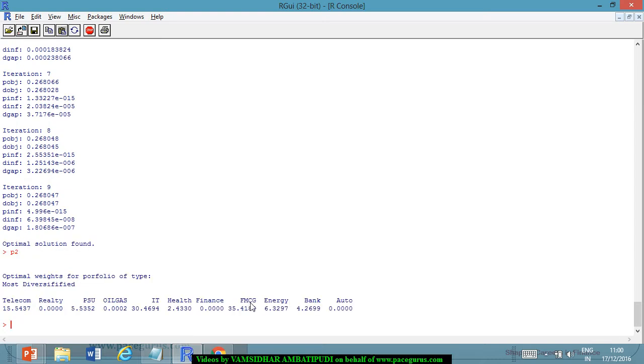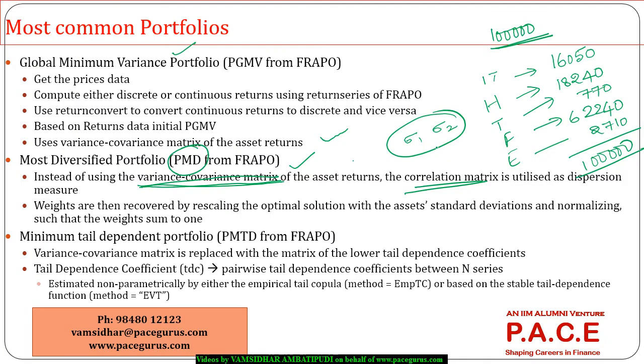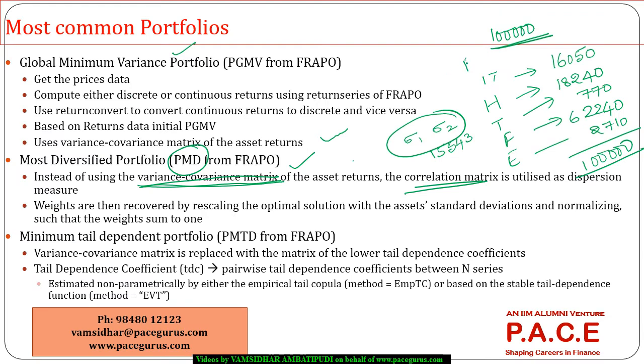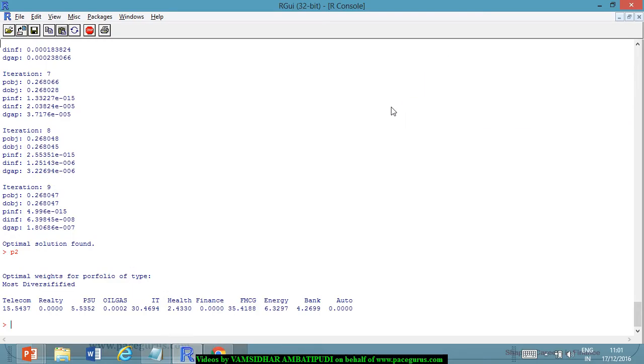Looking at P2, these are the weights. Here you see, if I am going with most diversified, I am reducing the allocation across one single sector. In telecom, it says I can invest 15,543, instead of 770. Still it says nothing to reality, but PSU it has given 5,535, which our earlier model did not give.